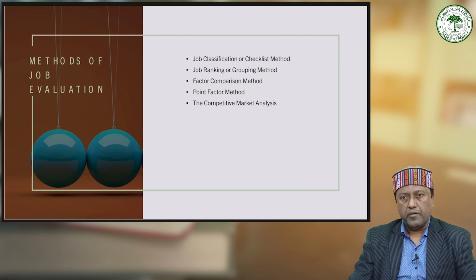Next step is researching monetary value. Once external jobs have been identified, research is conducted to determine their monetary value in terms of compensation for those positions. This could involve analyzing salary data, compensation packages, and market trends to understand the prevailing rates for similar roles.